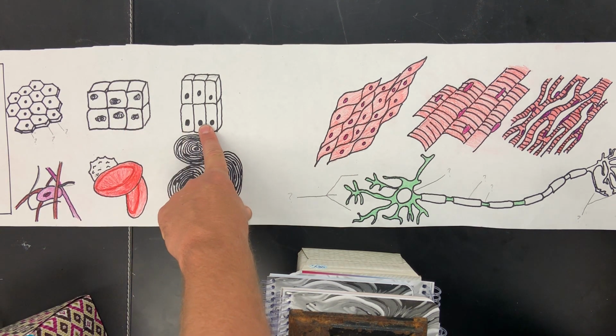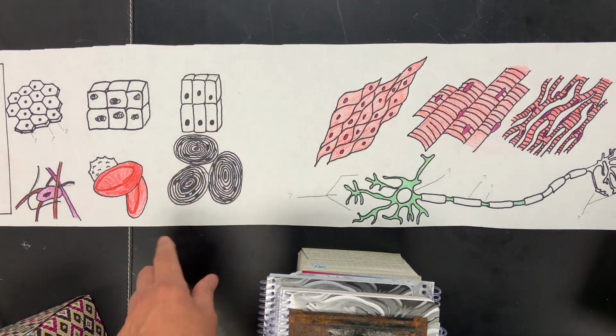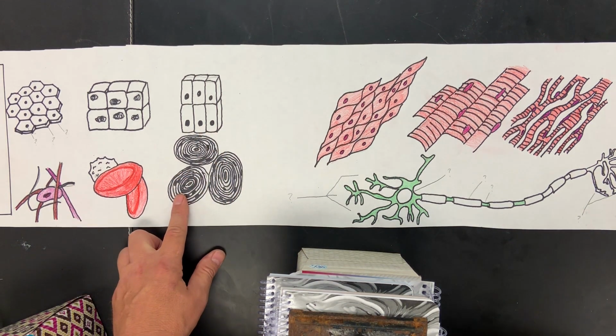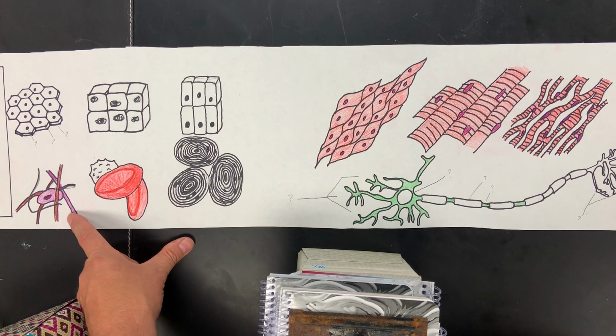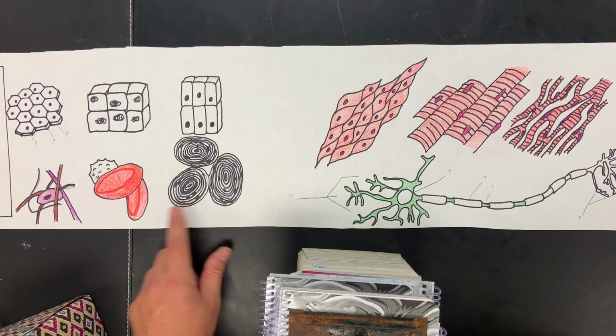This is columnar epithelial tissue. You see this also throughout the body. This is also protection. Specifically, you can see this on the covering of the eye itself. That is columnar. This down here is connective tissue. We got loose connective tissue, you got blood, and then we have bone.